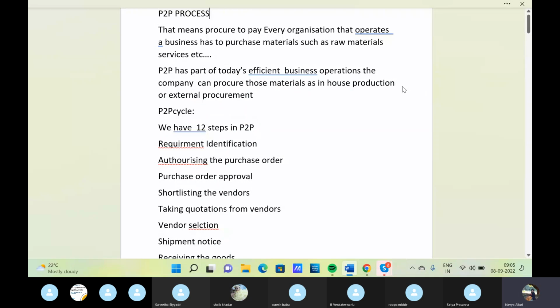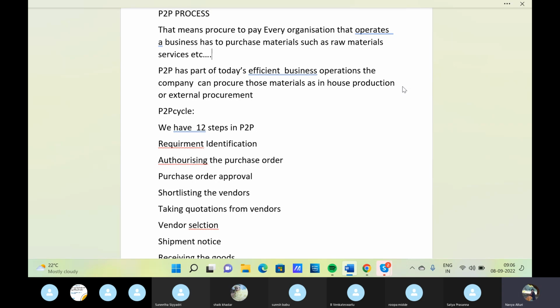Today I'm explaining the P2P process. P2P means procure to pay. Every organization operates a business and purchases raw material and services. Nowadays businesses use the P2P process efficiently to procure those materials and services.